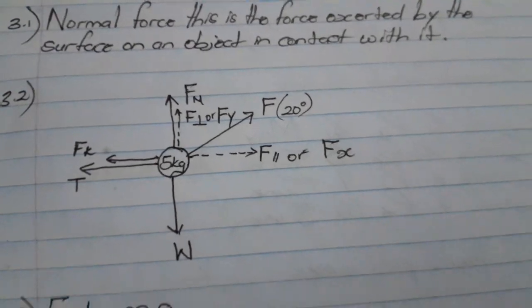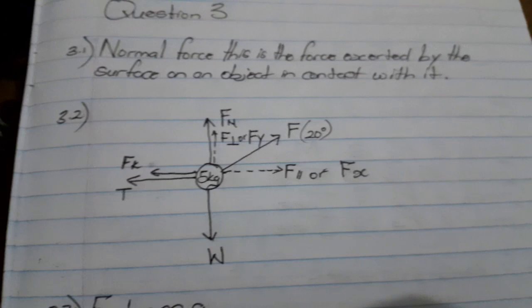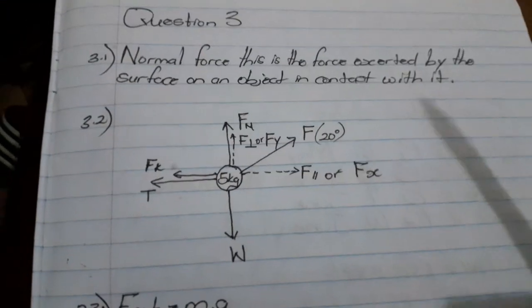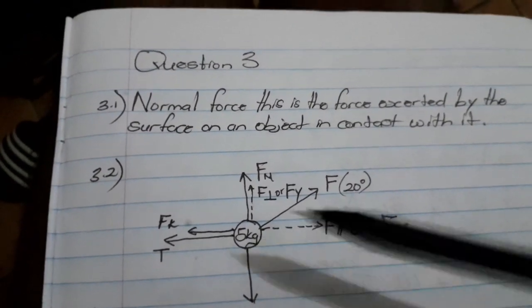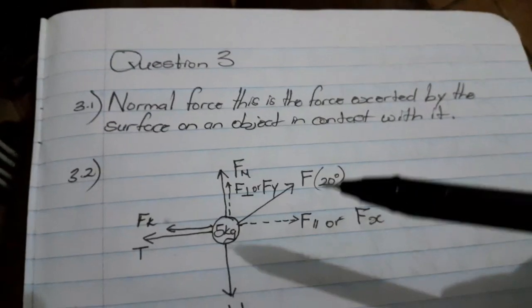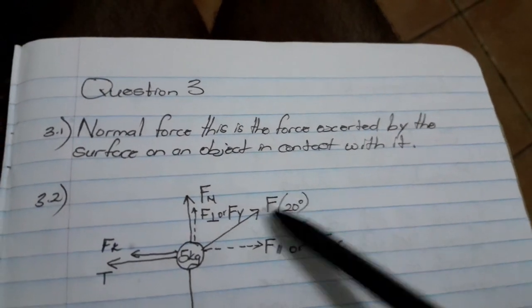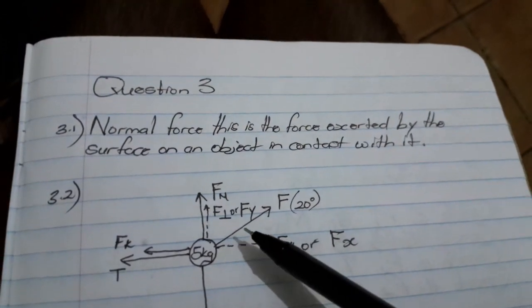Then let's go to 3.2. 3.2 says draw a vector diagram. So for the vector diagram, of course, we have our ball over here. This is the 5 kg. It symbolizes the 5 kg, right? And then we have our forces. Of course, we have F. This is the force which was drawn on that 5 kg.